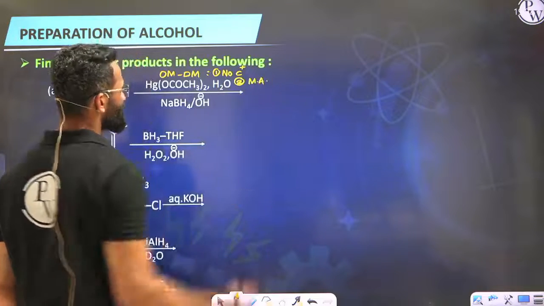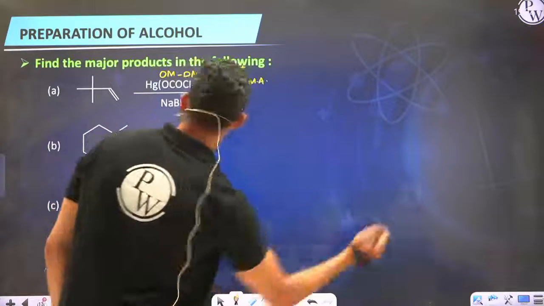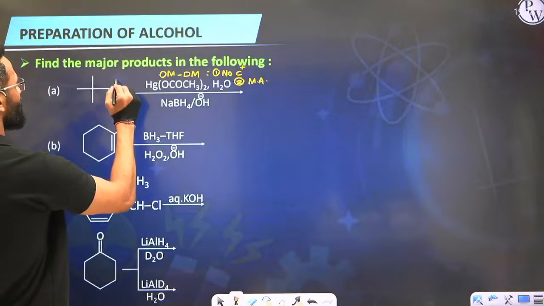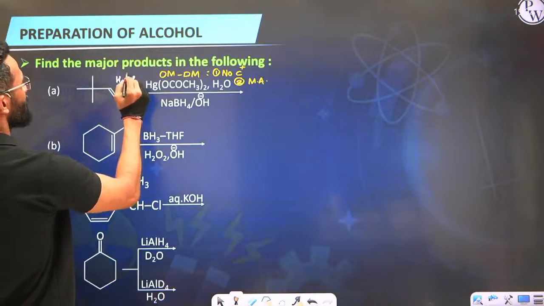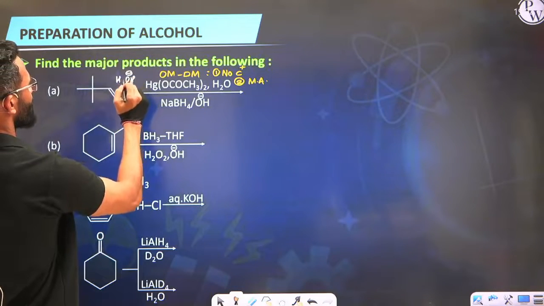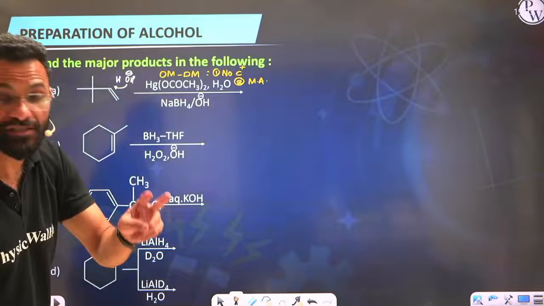Now, because there is no carbocation, I can directly write down the product by addition of water. By addition of water, as in, if water is HOH, Markovnikov meaning the negative part of the reagent will get attached to the carbon whose corresponding carbocation is more stable across the double bond.